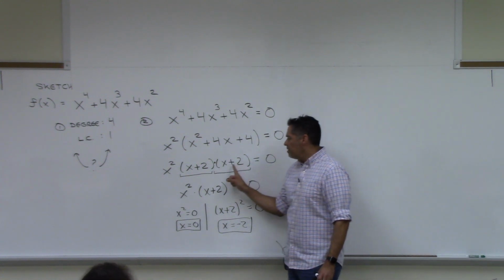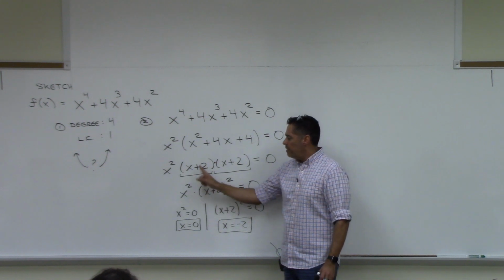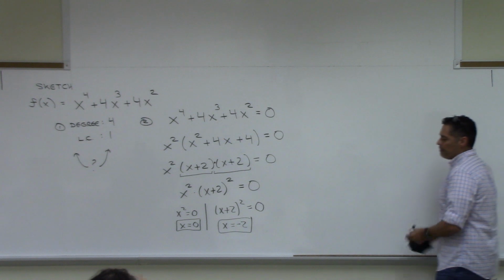You have to recognize that these are the exact same answer. This gives you -2, -2. If this was +2 and this was +3, then we don't look at it that way. Or -2, -2.